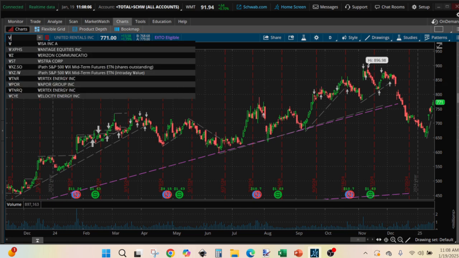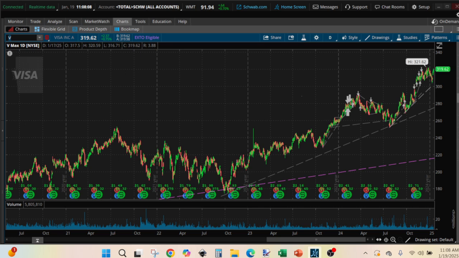The next one is V. So V, we like to buy it next at this trend line, but right now it's going up. It's nowhere near ready to go down yet.